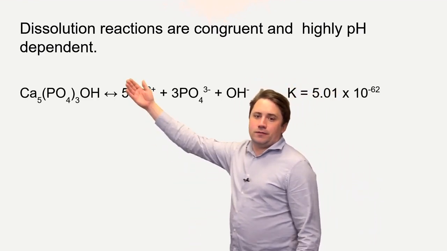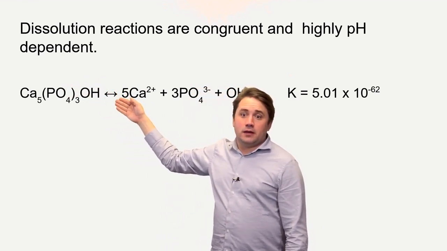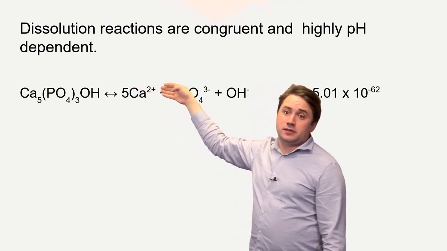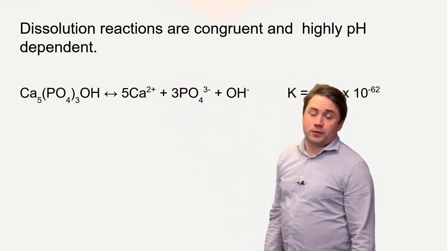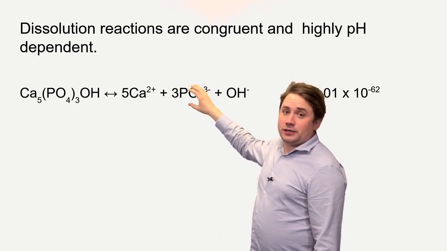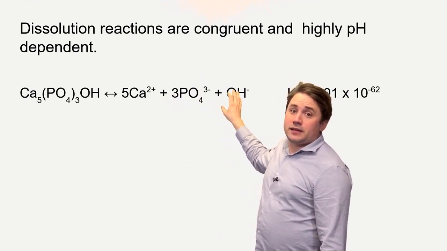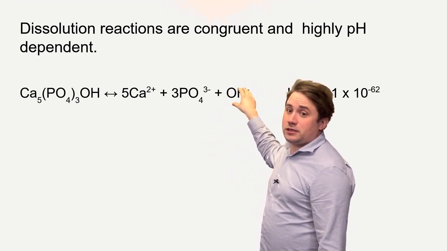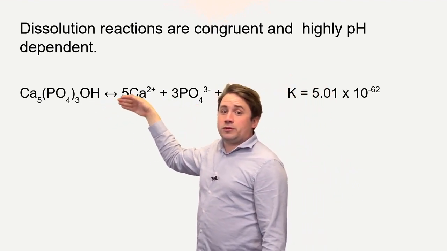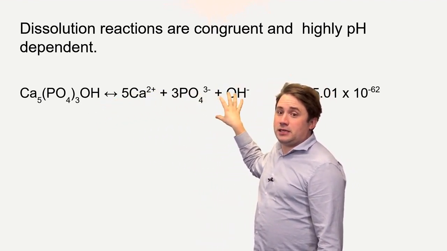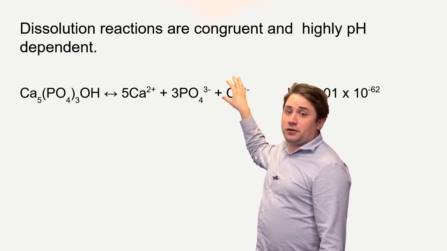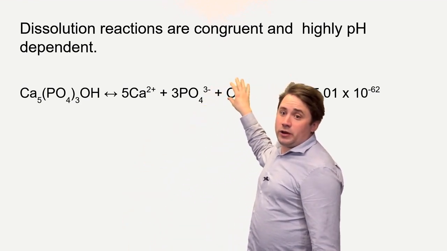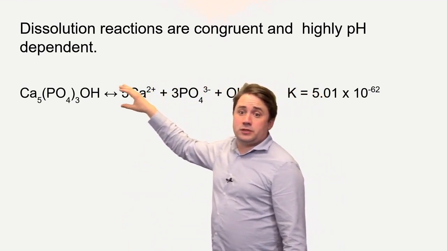In this reaction, calcium phosphate hydroxide dissolves congruently, this is a congruent dissolution reaction, into 5 calciums, 3 phosphates, and a hydroxyl group. And you'll note that because there's a hydroxyl group that comes into play here, this is obviously going to be a pH-dependent reaction. At high pHs where you have a lot of hydroxyls in solution, this reaction won't proceed very far in the forward direction because the equilibrium concentration is going to be governed in part by the hydroxyl concentration. At low pHs, where you have less OH in solution already, this reaction can proceed much more readily in the forward direction.